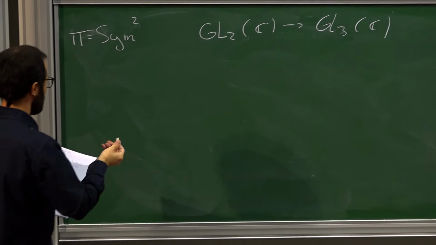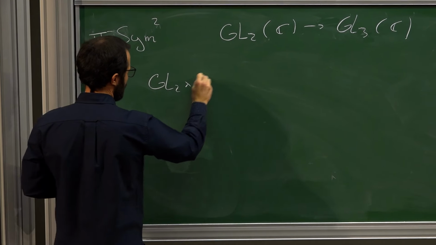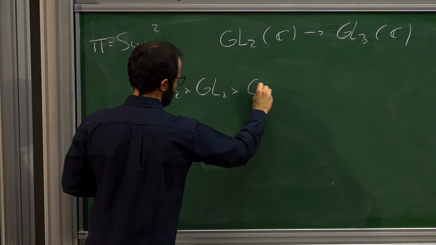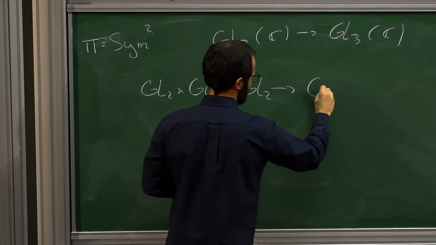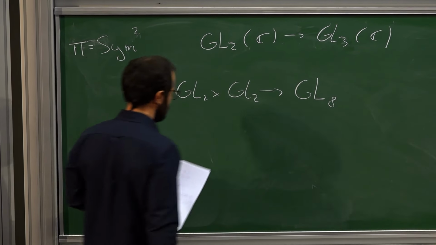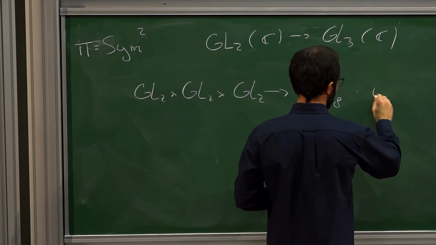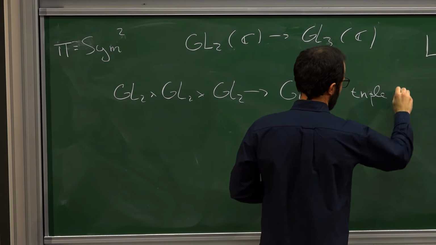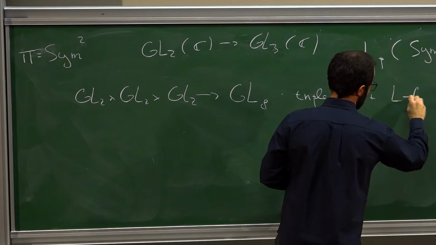And another one is the tri-fundamental for GL2 times GL2 times GL2. The tri-fundamental is a homomorphism of this to GL8. And the corresponding triple product L function is really the main player in the connection.